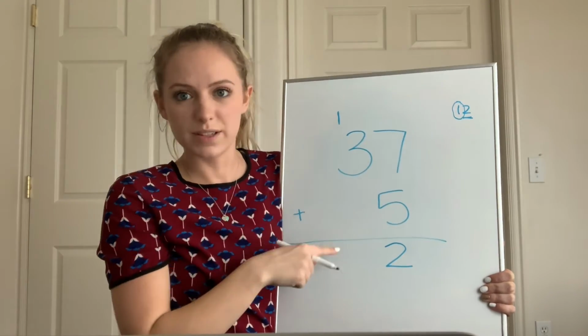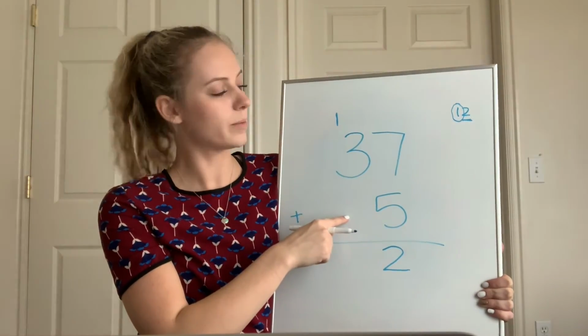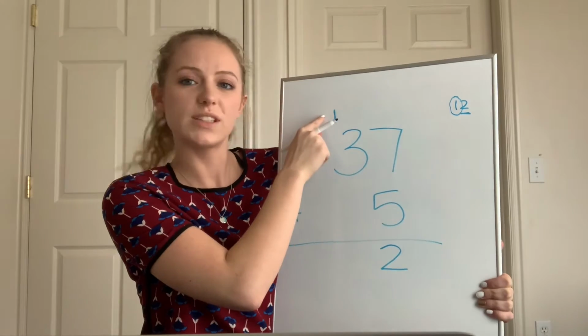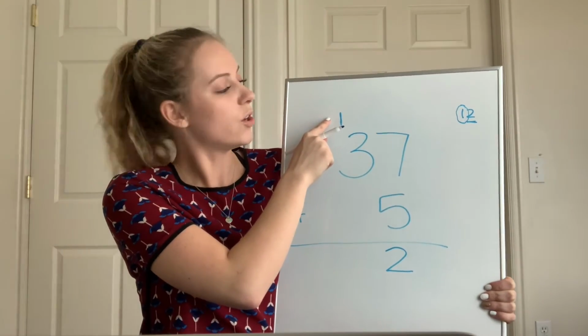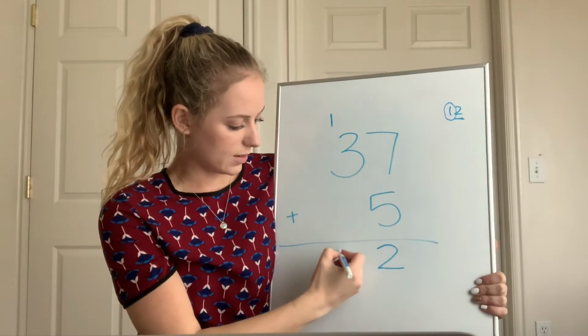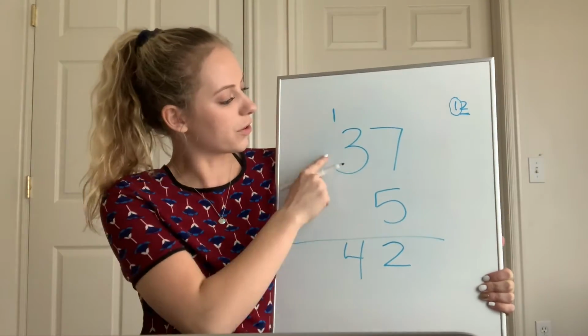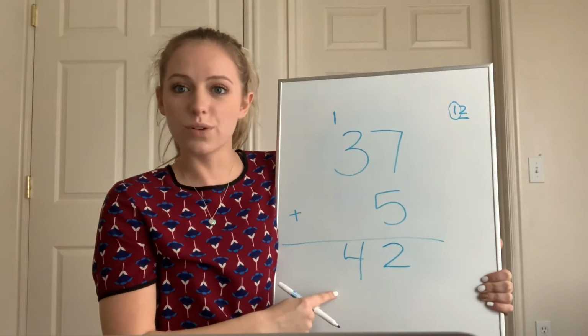So now let's add up the tens. We have 3 plus 0 is 3, but remember, we have that extra 10 that we carried over from the ones, so that would be 3 plus 1 is 4, which we're going to write down in the tens place. So now we know that 37 plus 5 is 42.